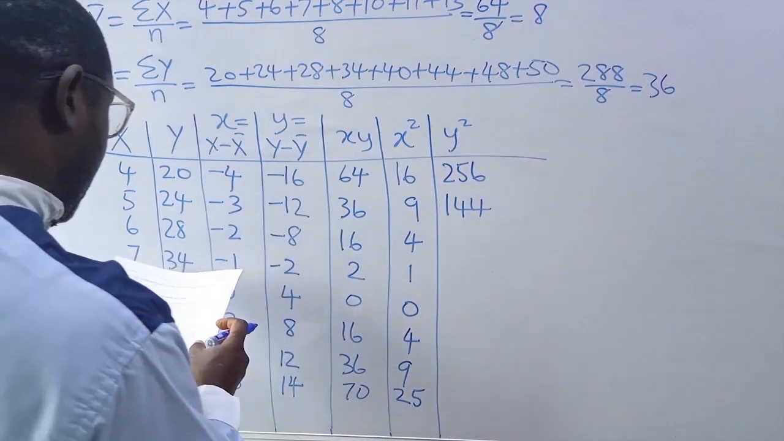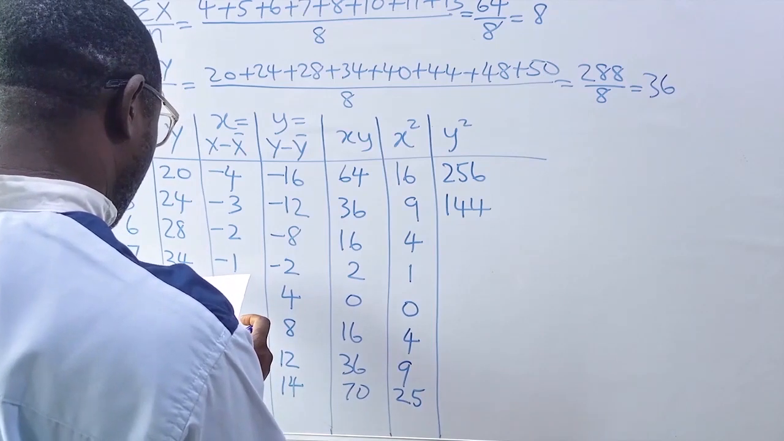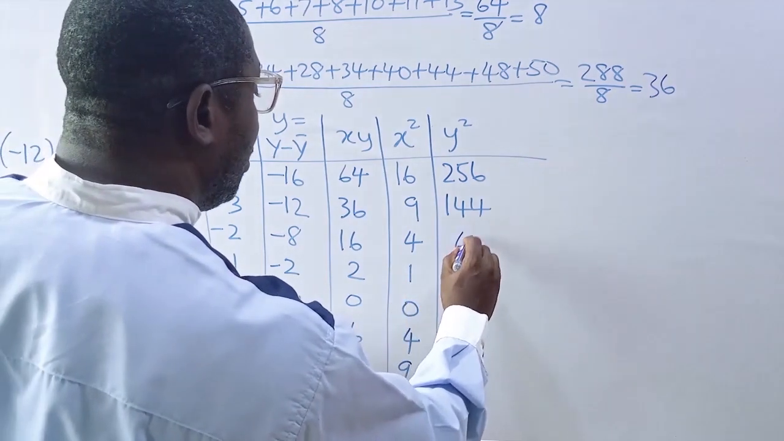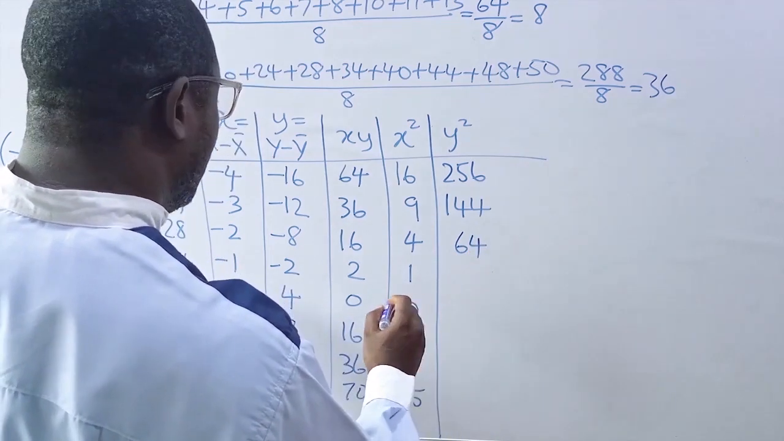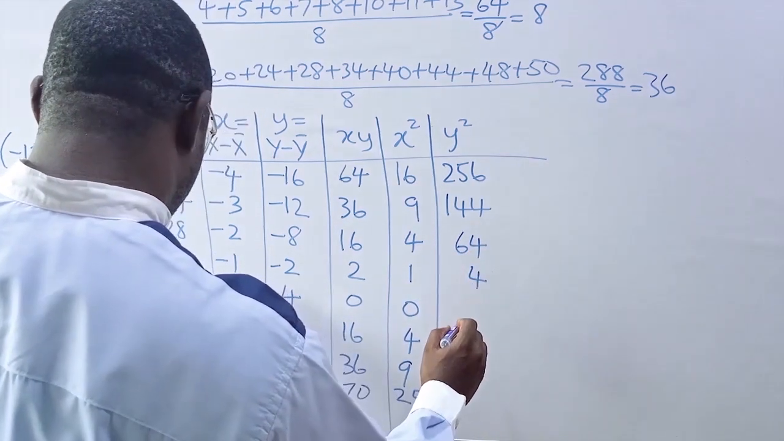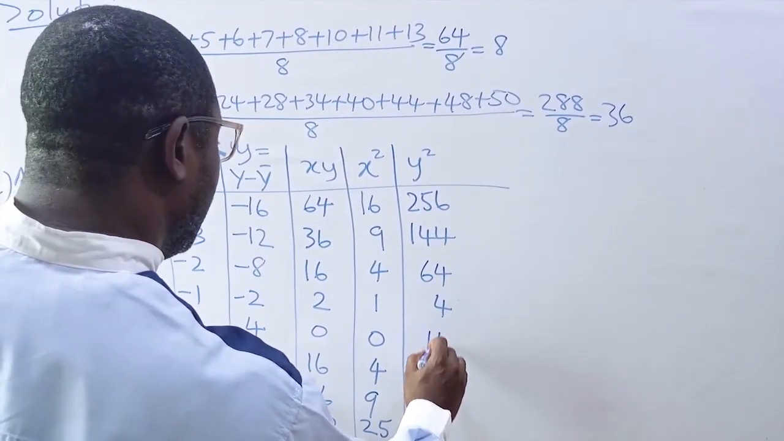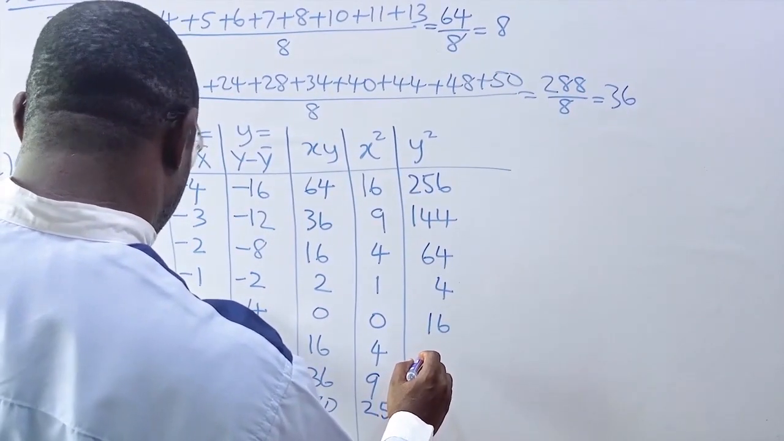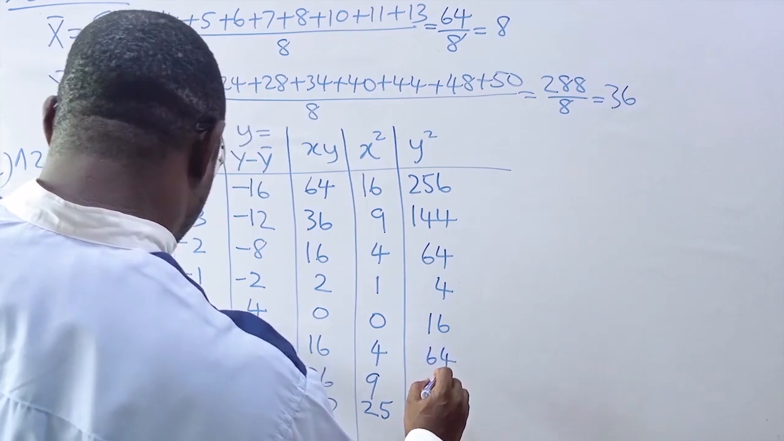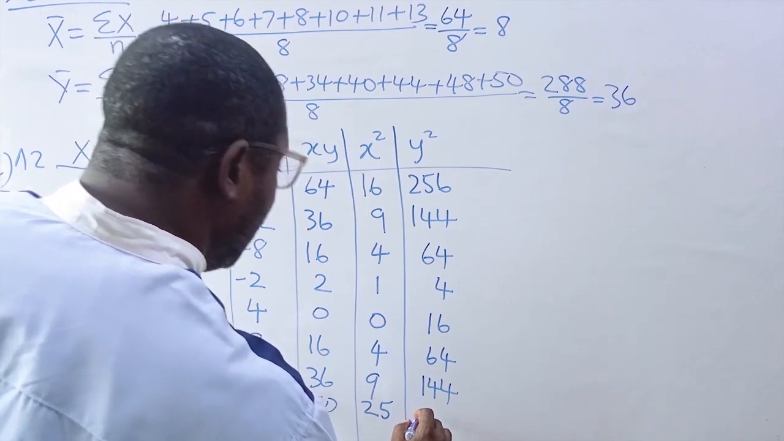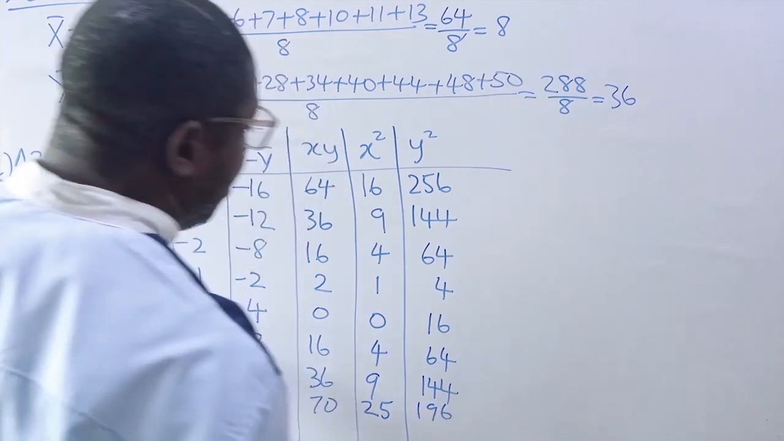Square of 8 is 64. Okay, square of minus 2 is 4. The next one is 16. The next one is 16. The next one is 64. The next one is 144. And then the last but not the least is 196.